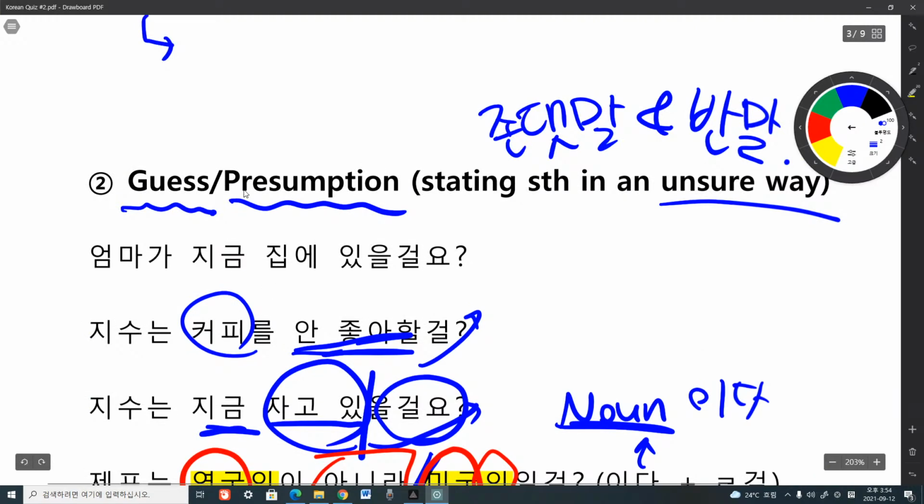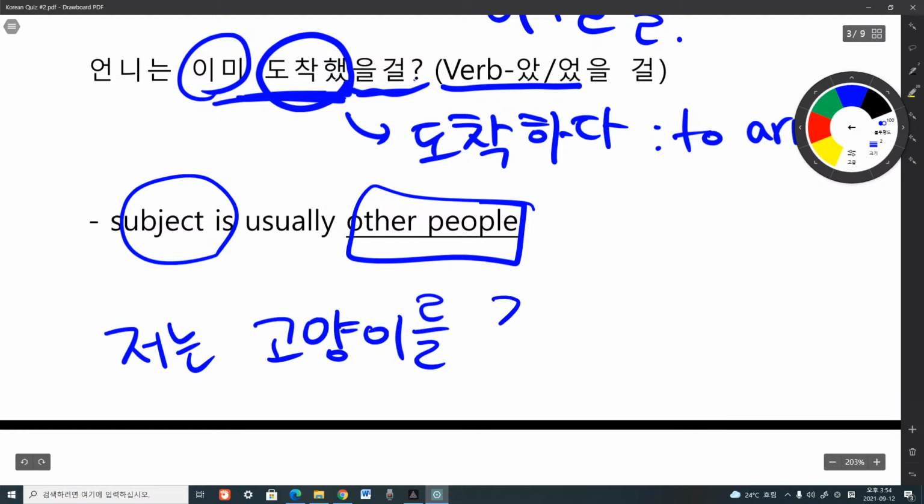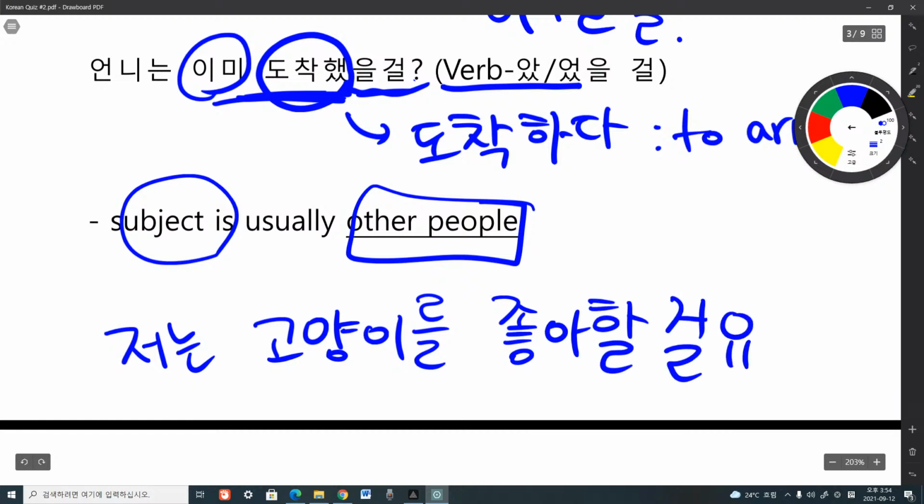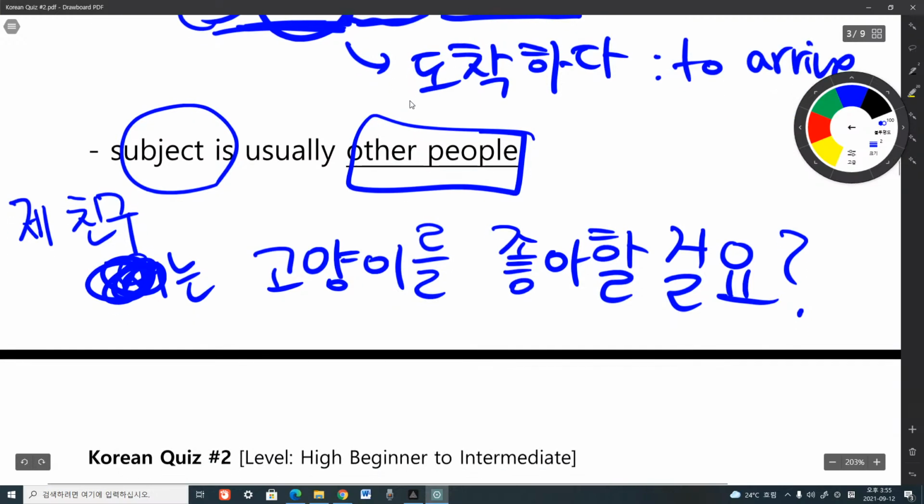할 걸요. So you cannot say 저는 고양이를 좋아할걸요? This would be a very weird sentence, right? Because if you like cats, you like cats. You don't guess that you like cats, right? So you can just say 저는 고양이를 좋아해요. But if you're making an assumption about maybe your friend, 제 친구는 고양이를 좋아할걸요. My friend probably likes cats. 이런 식으로 쓰여요.